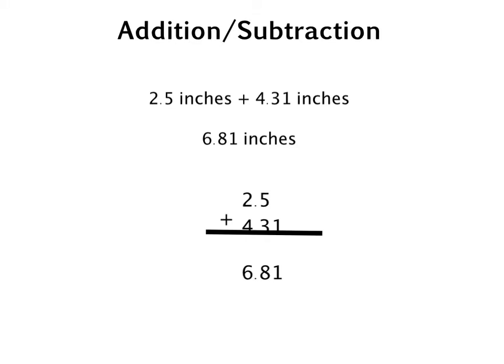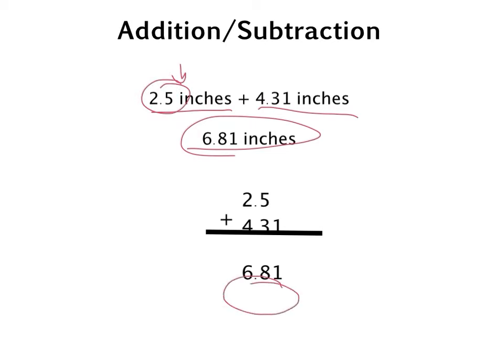For example, if I want to add 2.5 inches and 4.31 inches, the least number of decimal places is in the measurement of 2.5. The 5 is in the tenths place. The 4.31 has numbers in the ones, the tenths, and the hundredths places. Now if I add these together, I obviously get 6.81 inches. But I need to round the answer to the least decimal place of the measurement, which is, in this case, the tenths place from the 2.5. Therefore, our answer should be 6.8 inches.